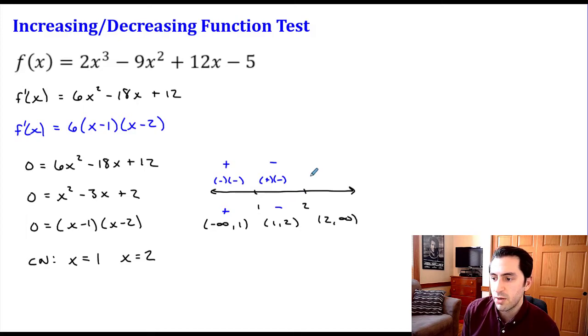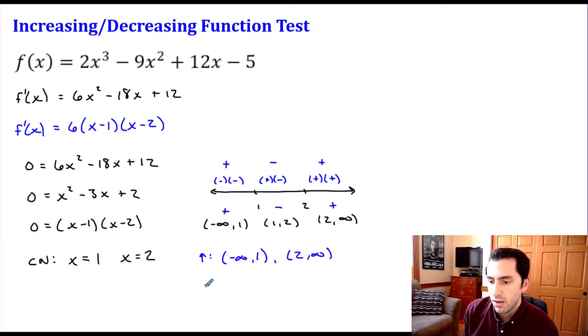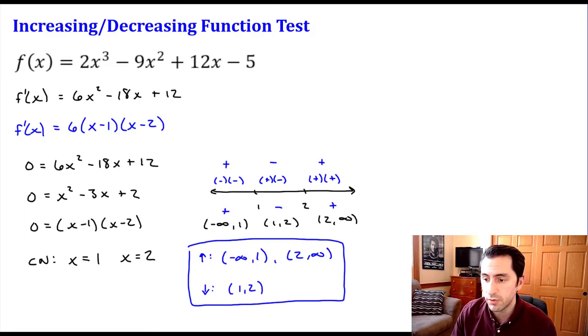And the last one, if we pick out a number that's bigger than 2, something bigger than 2 minus 1 is a positive, and something bigger than 2 minus 2 is also a positive. So positive times a positive, we get a positive. So that means that this interval is increasing. Just to summarize then, our function is increasing on the intervals from negative infinity to 1 and from 2 to infinity. And our function is decreasing on the interval from 1 to 2. So there's our intervals where our function is increasing and where it is decreasing.